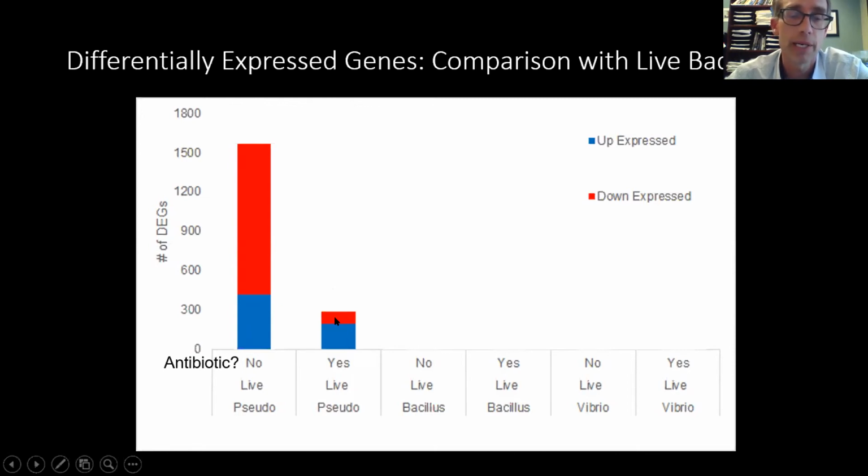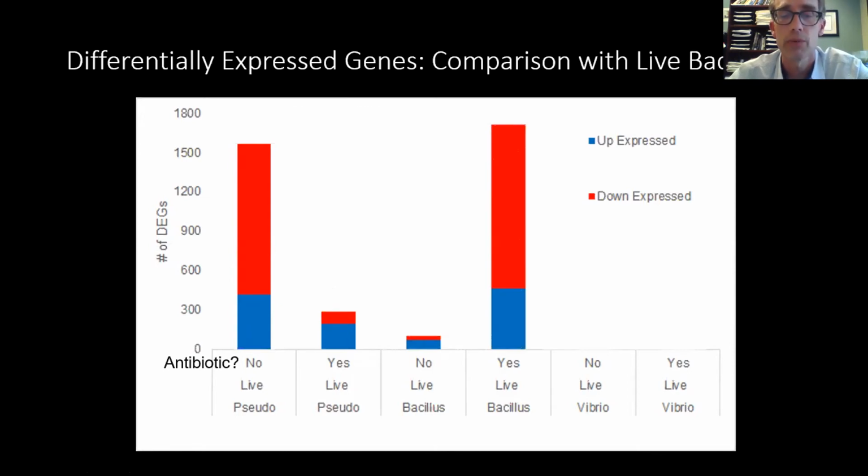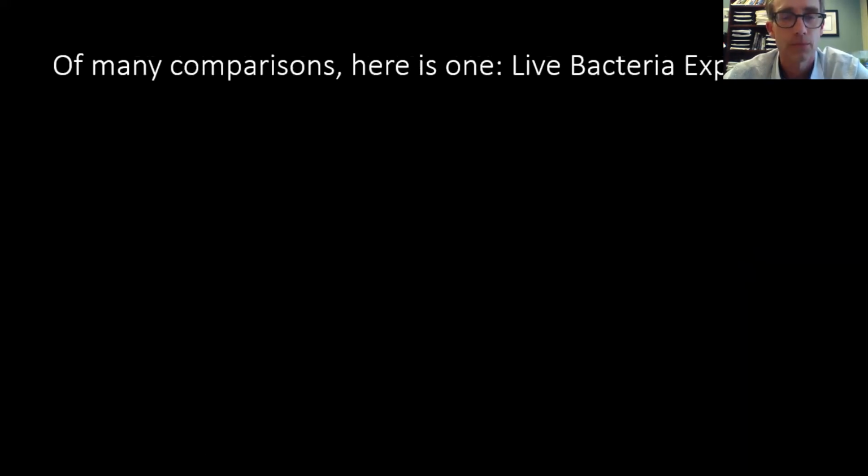Now, if we compare that from the Pseudoalteromonas now with the Bacillus, we see an exact opposite pattern, which is that with the removal of the microbial community with the antibiotic before the addition of the live cells, now we get a flip-flopping of the gene expression patterns. And we'll get into the genes here in a little bit. And then finally, Vibrio had very little effect in many ways comparatively, and we certainly didn't see that huge effect of these hundreds and hundreds of differentially expressed genes with or without the antibiotic.